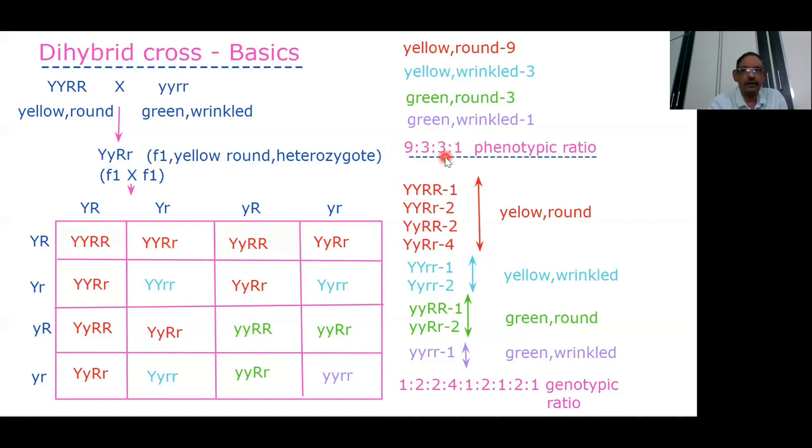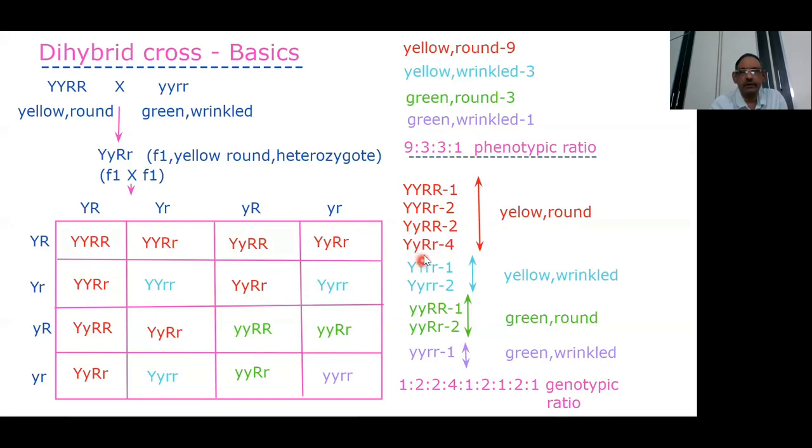We could go on to analyze the genotypes of these four types of phenotypes. For instance, for the first phenotype, the double dominant phenotype, we have four types of genotypes. This is one: capital Y, capital Y, capital R, capital R, that's only one out of 16. And capital Y, capital Y, capital R, small r: this one and this one, they are two out of 16. And then the third genotype, capital Y, small y, capital R, capital R: there are two in number, this one and this one, out of 16. And then double heterozygotes.